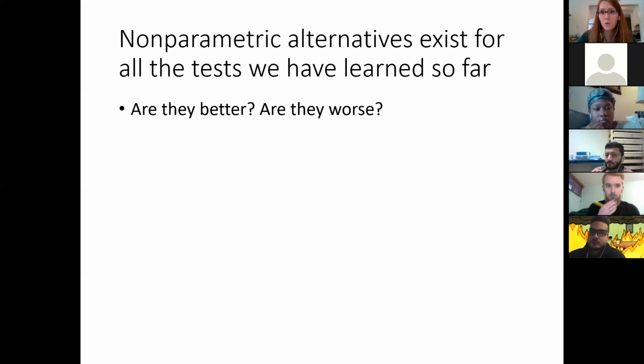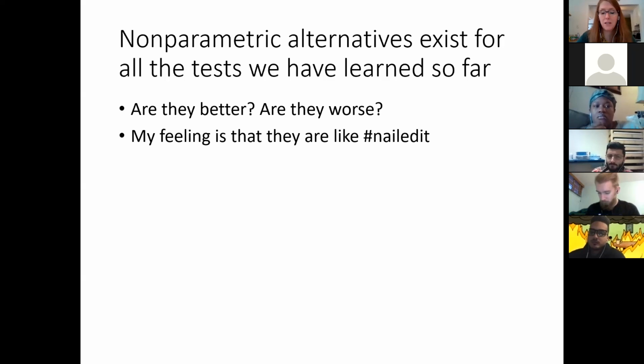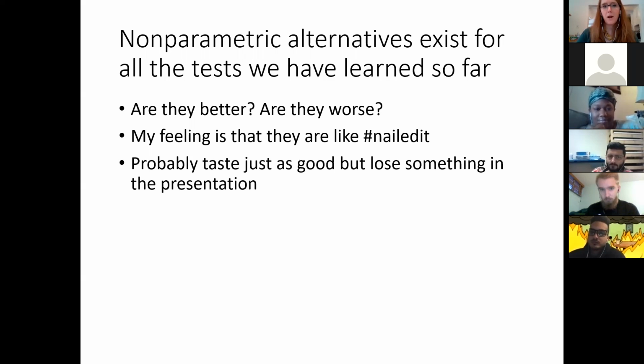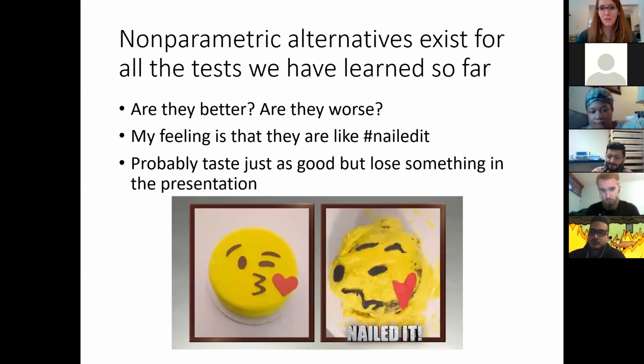Are they better? Are they worse? My feeling is they're like the hashtag nailed it, which is now a TV show. They probably taste just as good, but they lose something in the presentation. So this is a good example of nailed it. So they're getting you the same answer as a parametric test would, but they're not nearly as strong or robust in some ways. So you have to be really careful if you want to decide to use them. It's not just that if you think your data is a little bit non-normal, you're going to immediately switch to a non-parametric test, because you are losing something by switching to these tests.